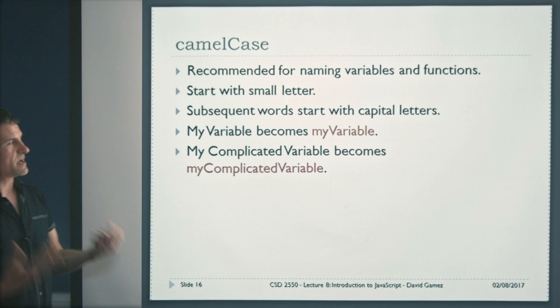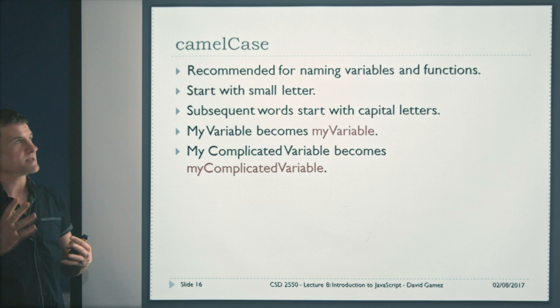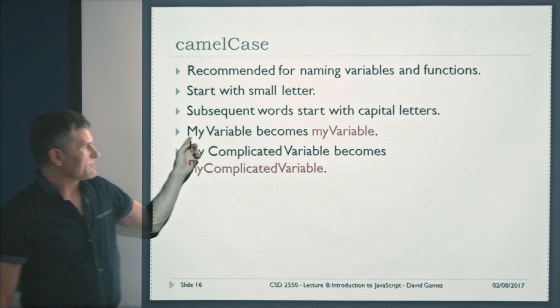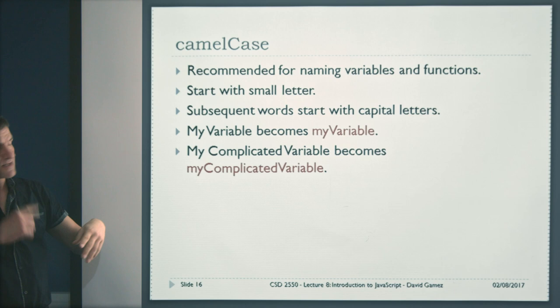When it comes to creating objects and classes, maybe it's more appropriate to use a capital letter at the beginning, but in general, camel case with a small letter at the beginning is good for variables and functions. So if you want to write my variable, just do it that way, my complicated variable that way. So it's much better than PHP, where you've got to do all this stupid underscoring business. You can just use the capital letters here.